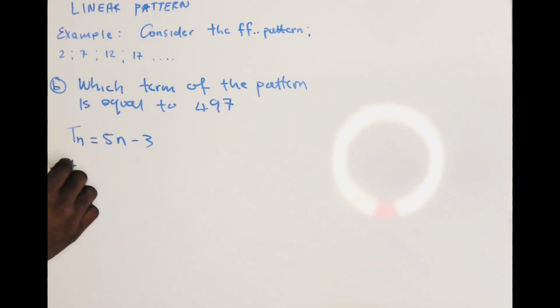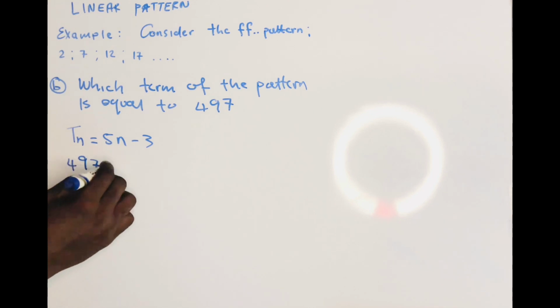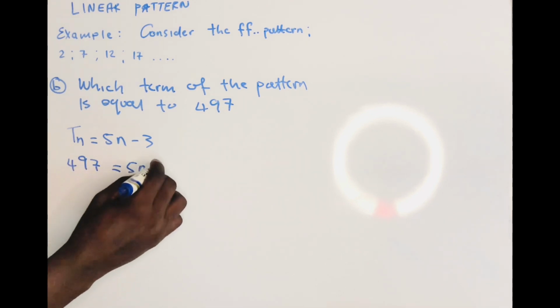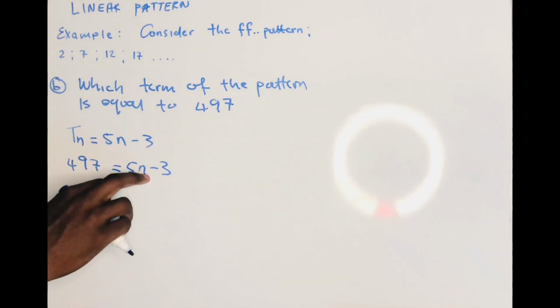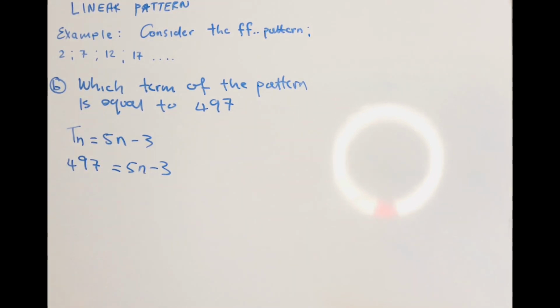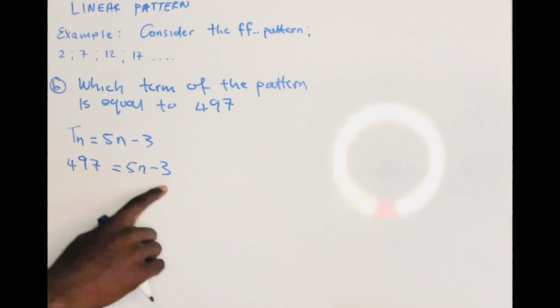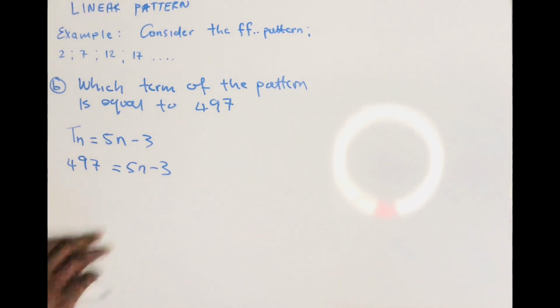So 497 is equal to 5n minus 3. And then now we solve for n. And if we get the value of n, that will tell us in which position is the number 497. So now let's solve for n. We group like terms. We take the negative 3 to this side, and then we leave numbers with variables on the other side alone.